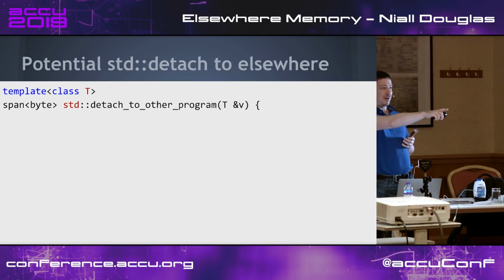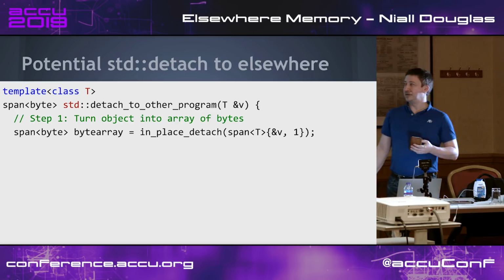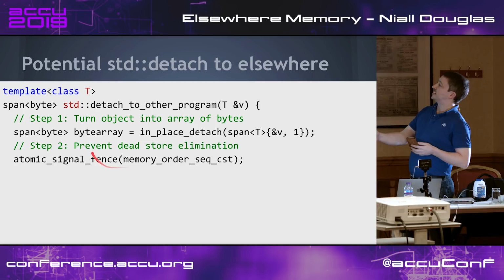Cool. So yes, there's actually some more work that has to be done before you can properly detach and attach things. So I'm going to run through it here. If you were to implement this detach to other program, the trouble is that your in-place attach implementation is still subject to dead store elimination. So in other words, just because you convert it to bytes doesn't mean that this is a one-way guaranteed thing, because there's no atomicity in here. I mean, the compiler can still compile out parts of the writes. So you need to do something to tell it to not eliminate dead stores.